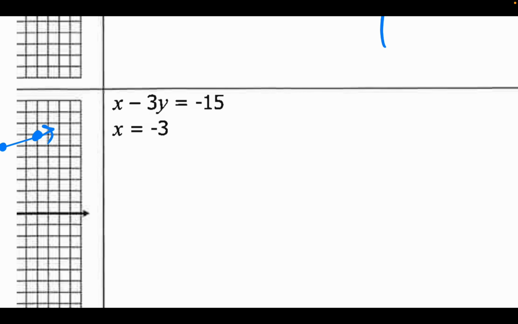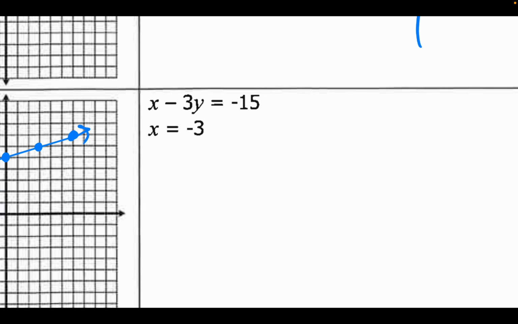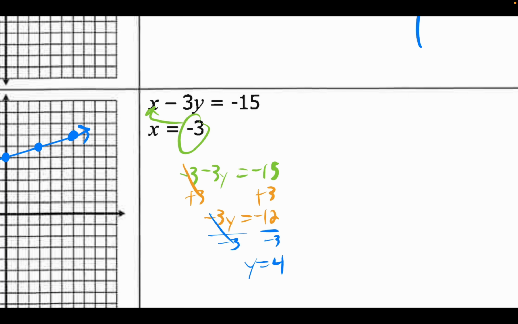So speaking of, since we know x is just going to be negative 3, we actually just take this and plug it in. And we're going to be done with this one very quickly. So it's negative 3 minus 3y equals negative 15. I add 3 to both sides, and I get negative 3y equals negative 12. And I get y equals 4. I already know what x equals, so I do not have to plug this back in. If I did, I would get x equal to negative 3 again. And so my answer is negative 3, 4.